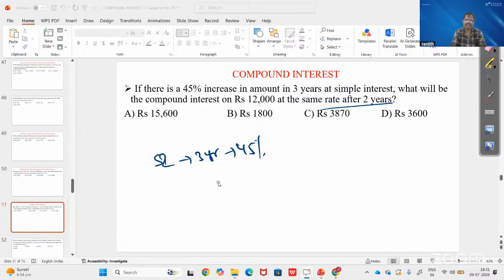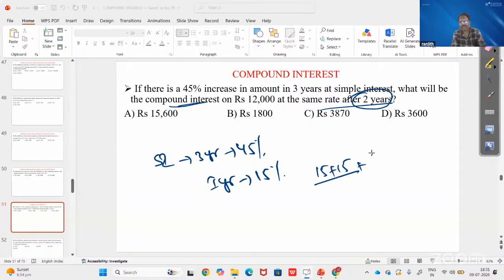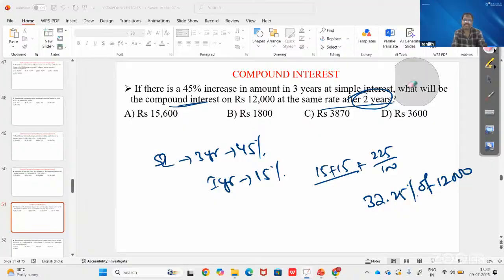15 percentage. So we need to find the compound interest after 2 years. That will be 15 plus 15, 30. Extra we are getting 15 into 15 equals 225 by 100, which is 0.225, so it equals 32.25 percentage of 12,000. Okay. What is the other method to find this?